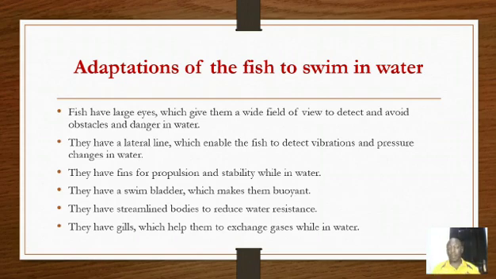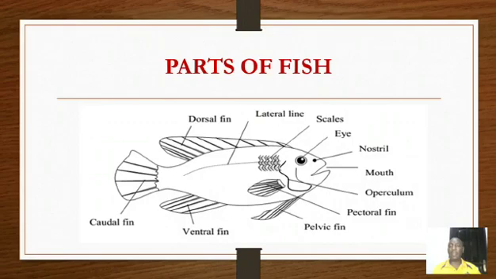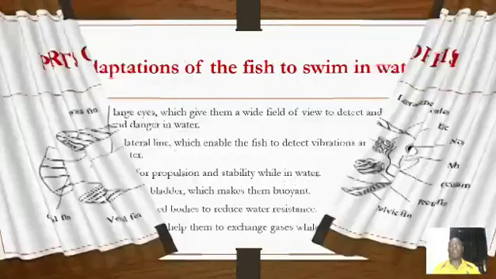They have gills. They have gills for gaseous exchange. Remember, we've seen the gills are covered by the operculum. So where you see the operculum, beneath the operculum, they have gills.